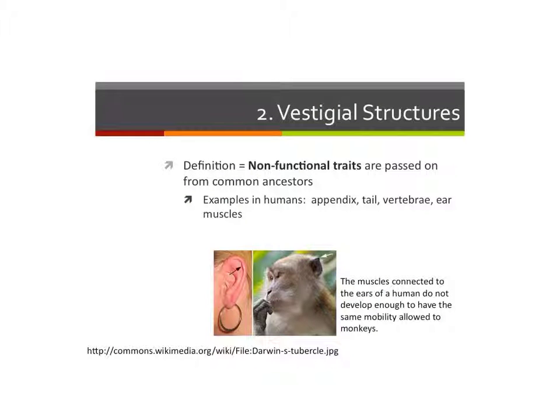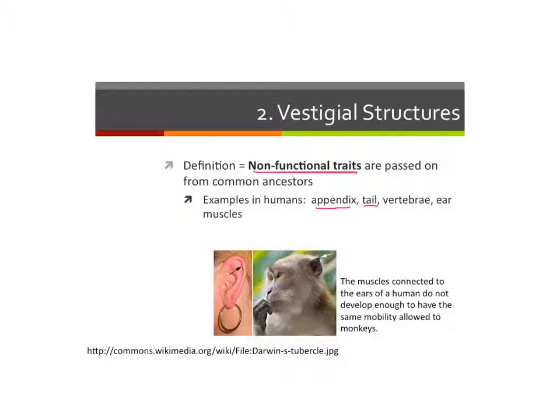Another field of science that points to evolution is called vestigial structures. Vestigial structures are non-functional traits that are passed on from common ancestors. They're still present in the organisms because it's located in their DNA, but they're non-functional. They don't actually serve a purpose anymore. Some examples in humans include an appendix. We don't use it to digest anything like cows do, or a tailbone. We don't use a tail to balance ourselves because we're upright.